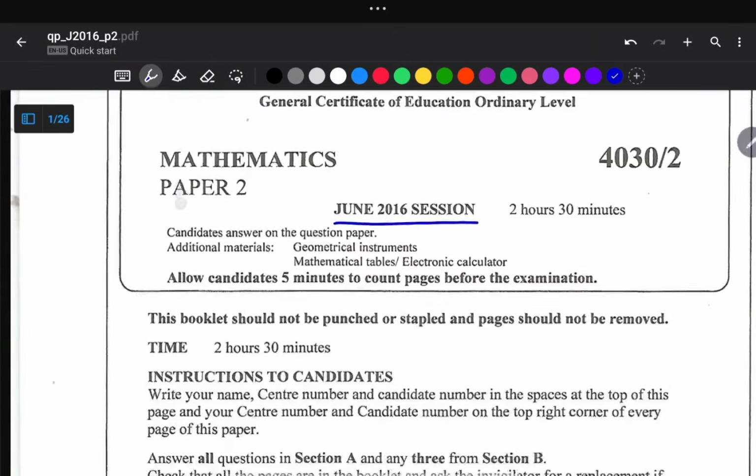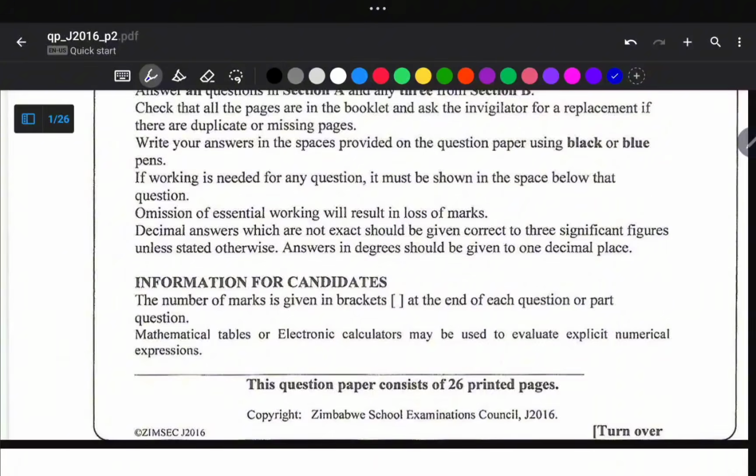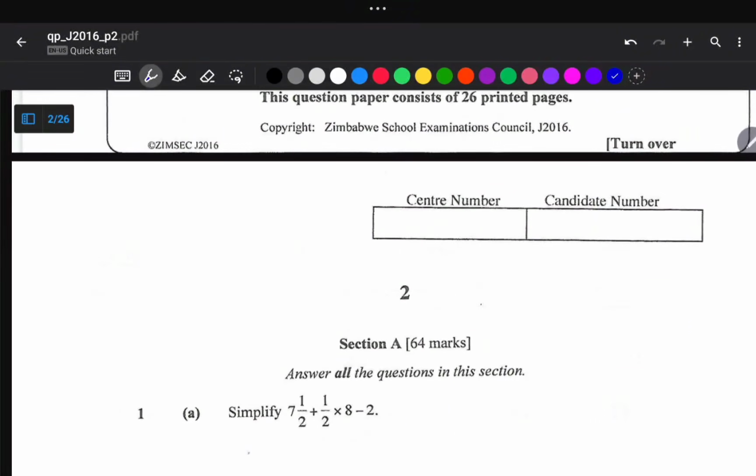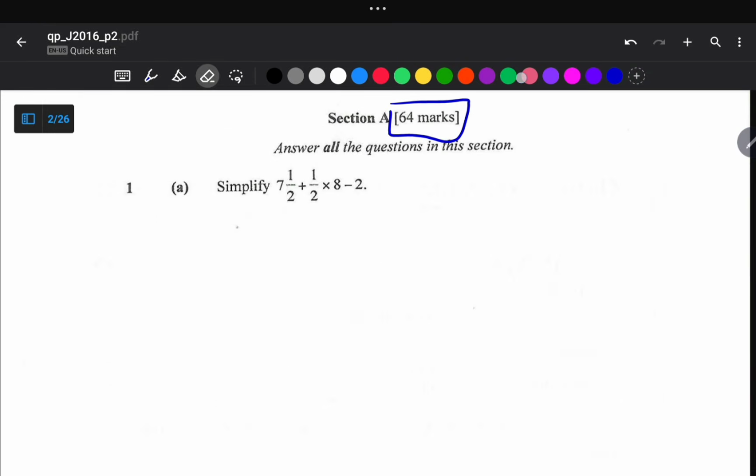So here we have this question paper. This question paper was written in June 2016. In section A, we are required to answer all questions and it carries 64 marks, okay? The first question says: simplify 7.5 plus half multiplied by 8 minus 2.